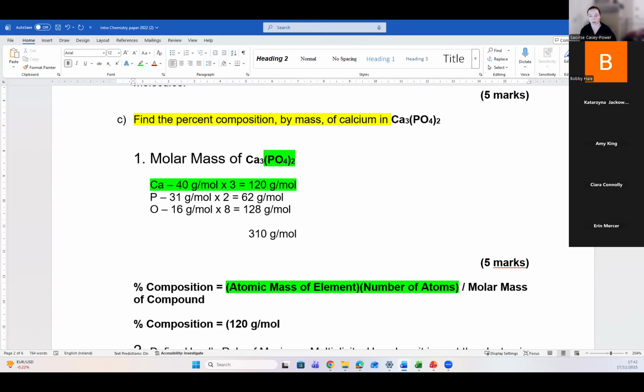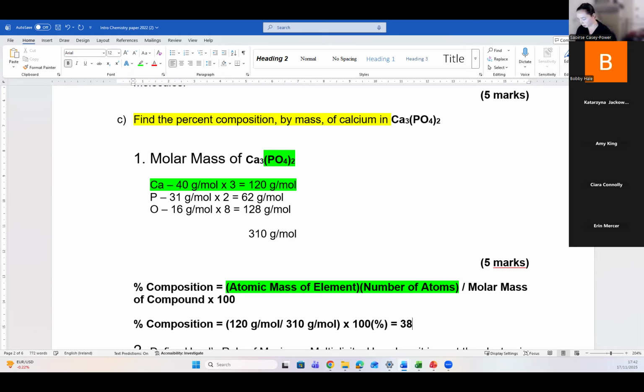Can everyone see where I got that from? Perfect. Then I'm going to divide it by what we just calculated, our 310 grams per mole. Oh, I'm sorry, it's a percentage, so you multiply by 100 to get into our percentage. So that should be 120 divided by 310 multiplied by 100.